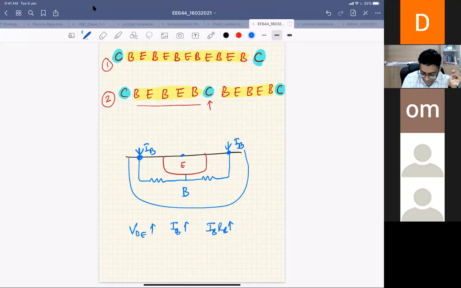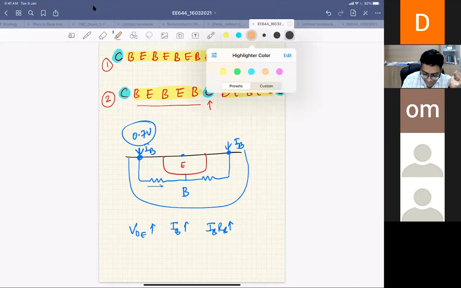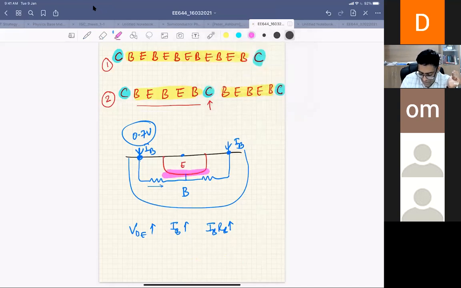So the higher the IB, this IB RB drop will be higher. So if I'm applying 0.7 volt here, and I look at this emitter, there will be a voltage grading from the left side of the emitter to the middle, and similarly from the right side of the emitter to the middle. So maybe you will have a grading, 0.6 volt at this point, 0.55, even if you are applying 0.7 volt, and there is a grading, 0.6, 0.5, 0.4, like this.